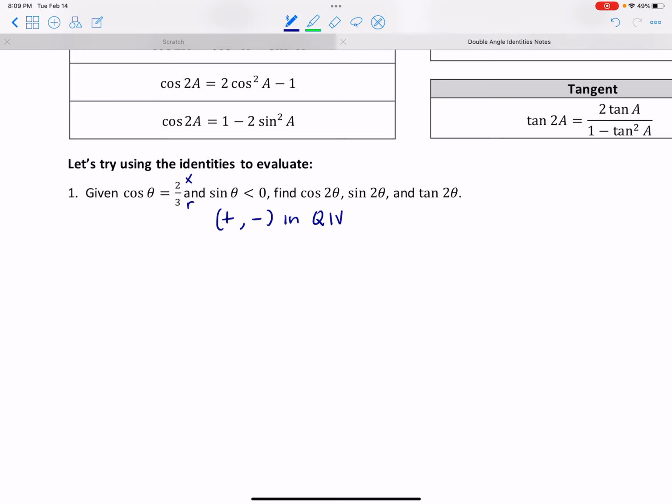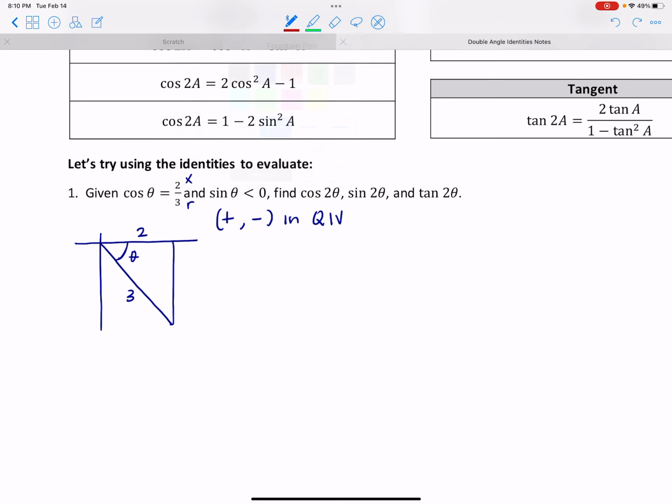So let's draw this out. Okay, if I'm in quadrant 4 with a positive x and a negative y, my angle is going to look like this. And so let's draw a triangle. Here's again my angle. Let's call it theta. That's what they called it here. I know that the x value here is going to be 2. I know that the radius length here is going to be 3. And I can use the Pythagorean theorem to find out what the y value is going to be here. So let me do that.